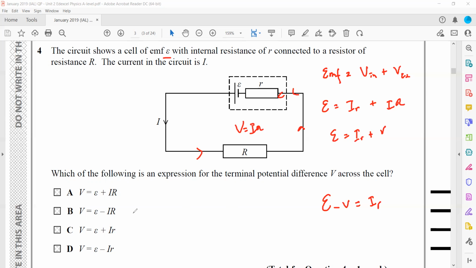So EMF minus... which terminal voltage we need. So this is V. EMF minus Ir is equal to V. Which expression is EMF minus Ir? That is equal to D. So that's why D is the right answer.